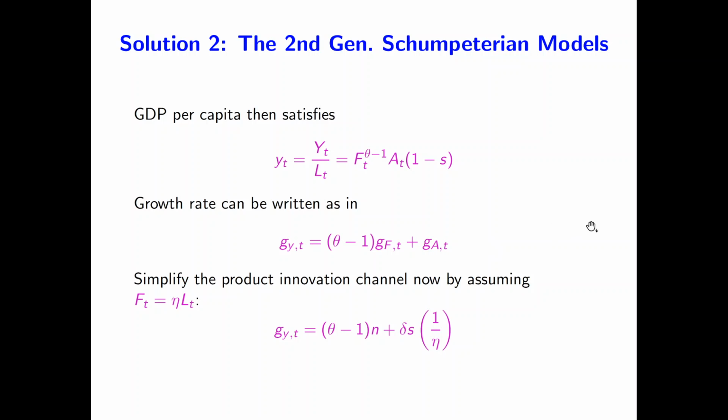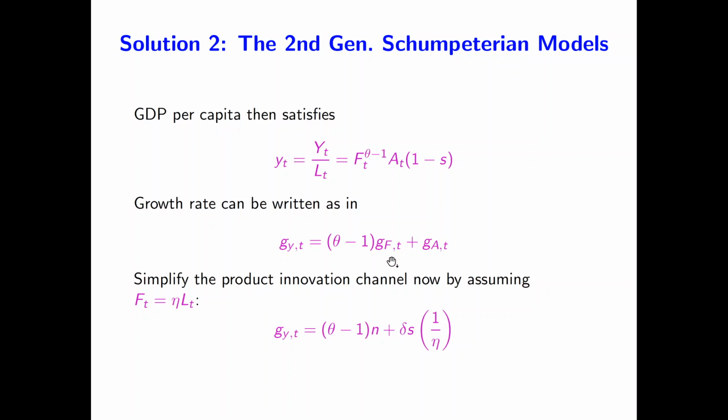So existing firms create new knowledge, so they go in the vertical direction here, and then there is new firm entry on the horizontal dimension, so there's this firm growth rate as well. All right. So again, GDP per capita growth rate is then equal to theta minus 1 times G of FT plus G of AT. All right. Now remember the product innovation channel, so we must have some theory about GFT.